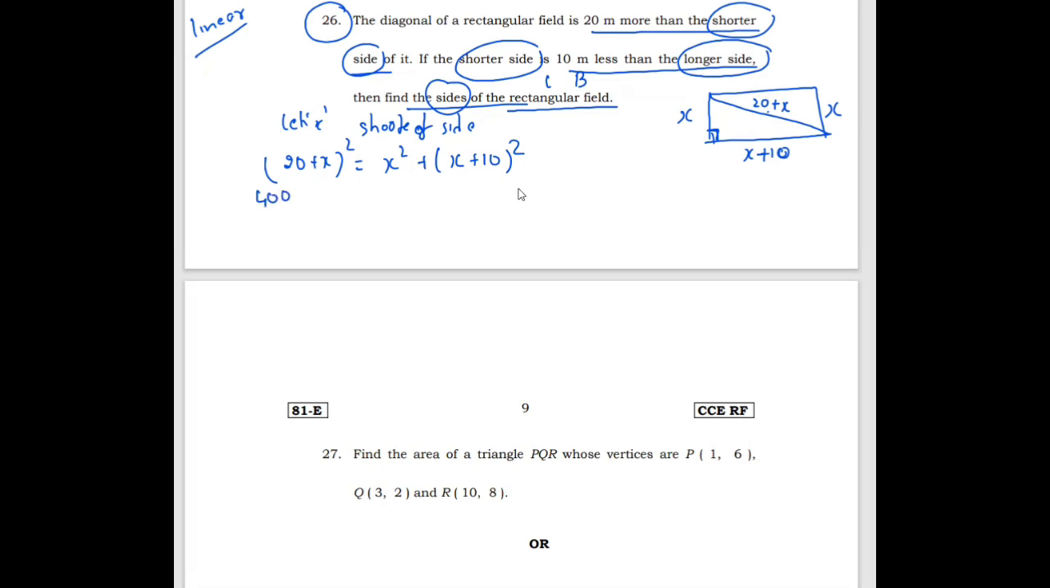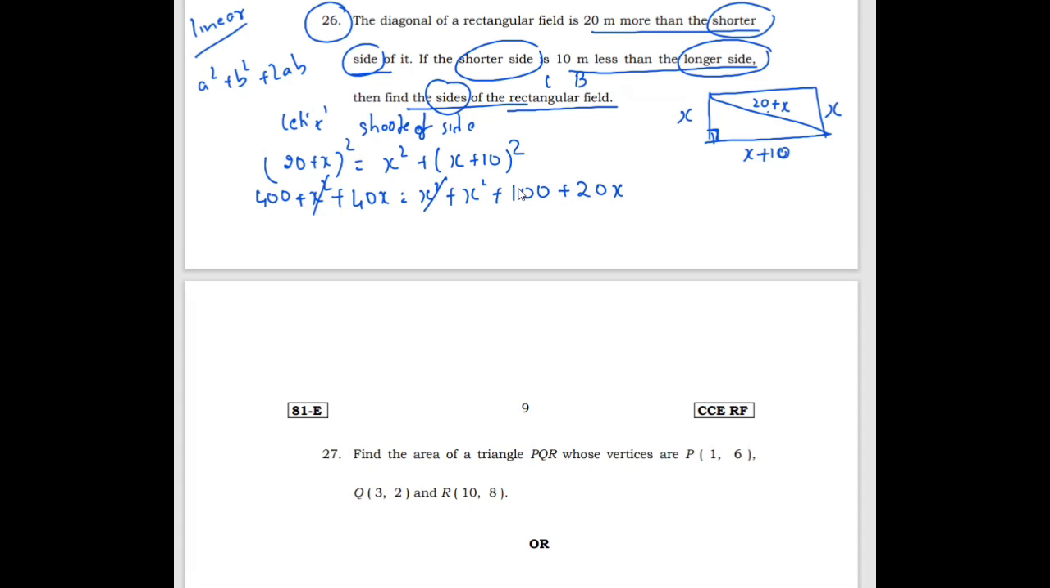So the (a plus b) whole square formula, what is it? a square plus b square plus 2ab, right? So a square is 20 square, which is 400, x square is x square itself, 2ab is 2 into 20 into x, so it becomes 40x, is equal to x square. Now same way, (a plus b) whole square here, x square plus 10 square is 100 plus 2ab, so it becomes 20x. Now on both sides, if you see, x square vanishes off. Same sign, it vanishes.